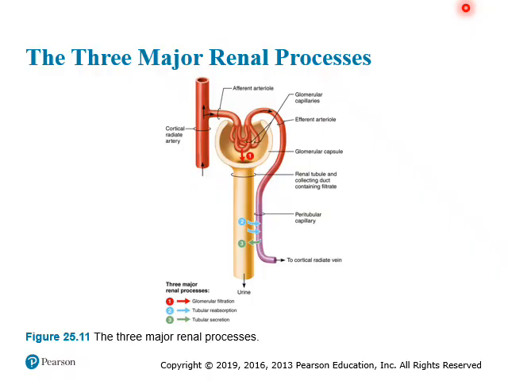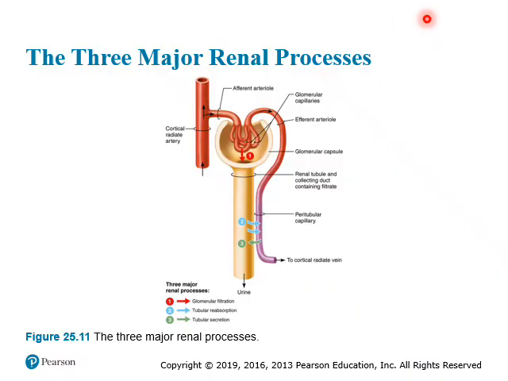Three processes are involved in urine formation and adjustment of blood composition. First is glomerular filtration, which happens right here in this section, where you find the glomerulus. It produces cell-free and protein-free filtrate. This filtering mechanism in the glomerulus is so efficient that it will not allow cells and proteins to pass through.